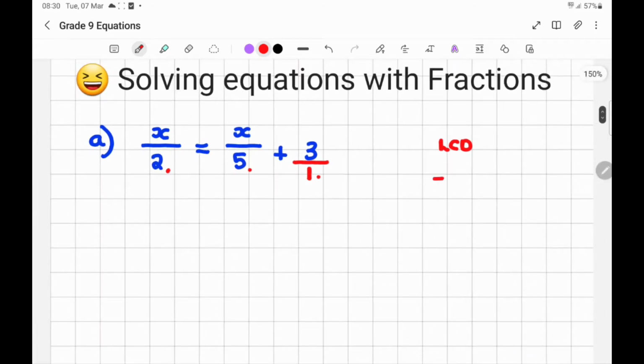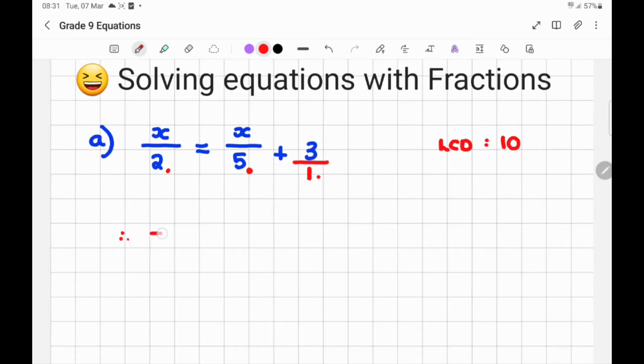So can you see that your LCD would be 10? Because you normally take the biggest number, 5, can 2 go into 5? No. So then you take the biggest one and you multiply it by 2. And then if you see, it gives me 10. Can 2 go into 10? Yes, 5 goes into 10 and 1 goes into 10. So 10 is your lowest common denominator. So you always take the biggest number, and if the other numbers can't go into it, then you multiply it by 2. And if by 2 doesn't work, then you multiply it by 3. Okay. Now, let's start.